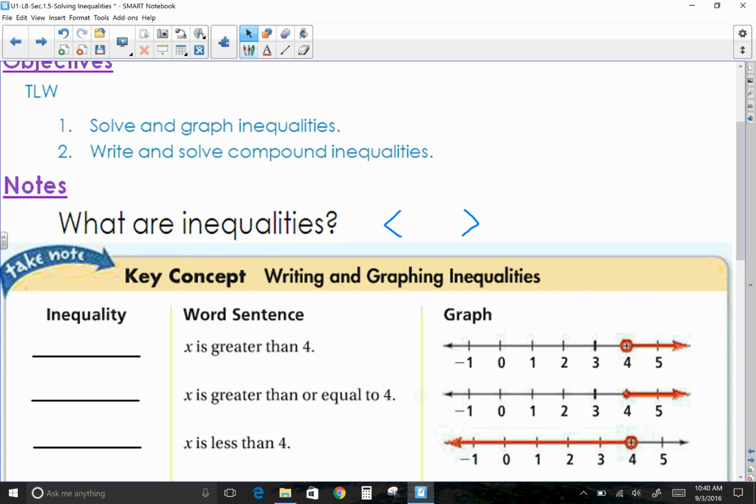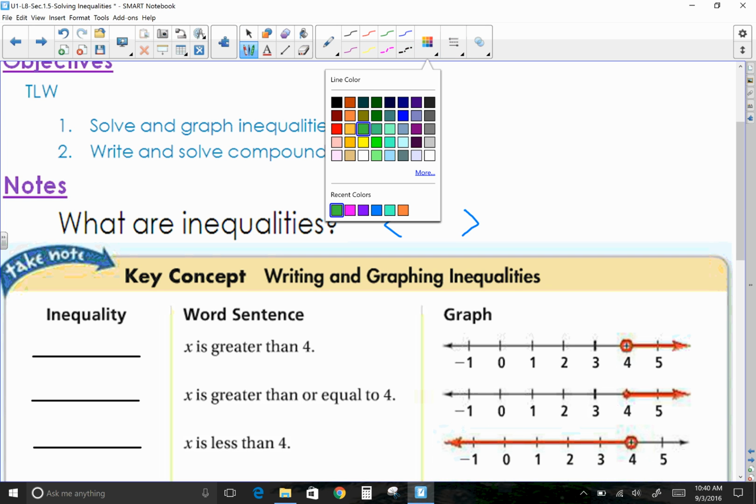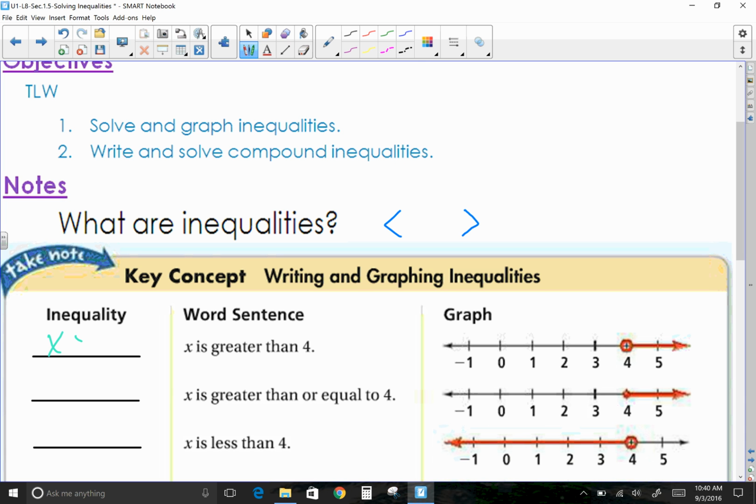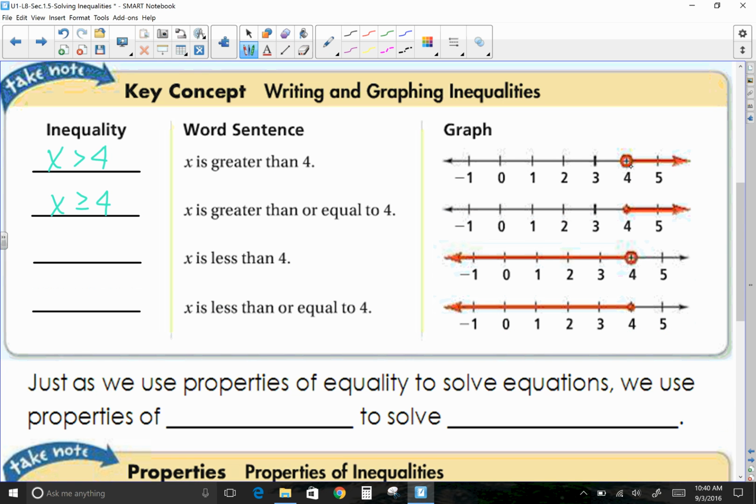Okay, and it's important to know because when you're translating from English to math, you have to know which one is which because we always read from left to right. So first off, x is greater than 4. The difference for x is greater than or equal to 4, we've talked about this already, so I'm going to go quickly, is the fact that you color in the endpoint. It's a solid endpoint, not a hollow. x is less than 4 looks like this, and x is less than or equal to 4 looks like that.